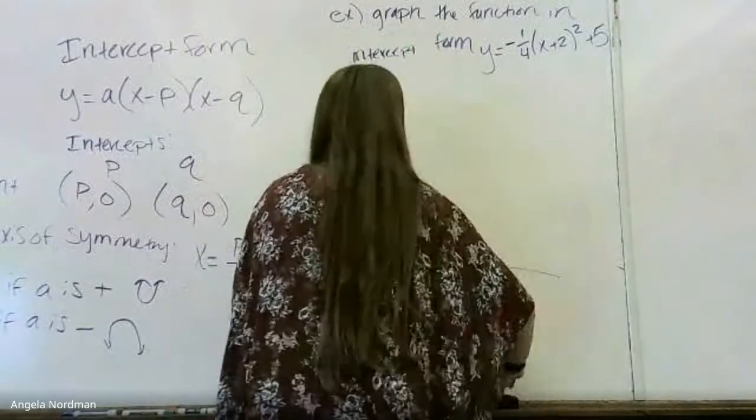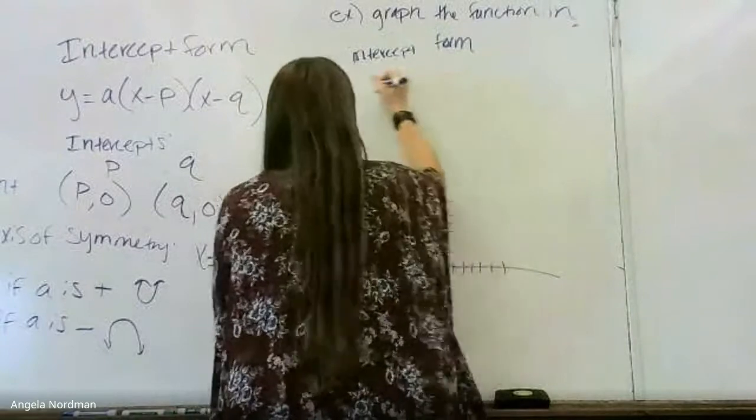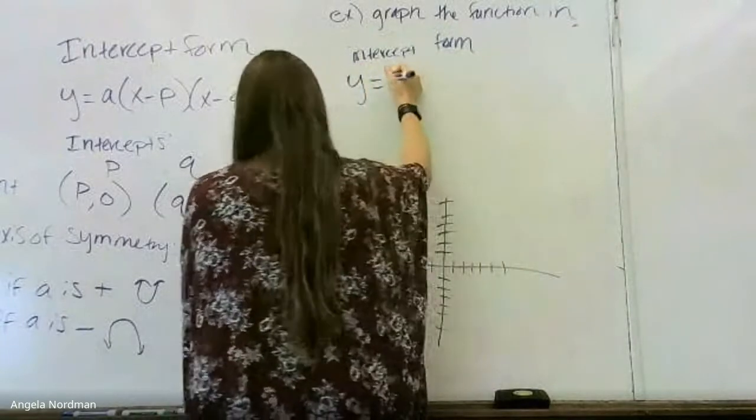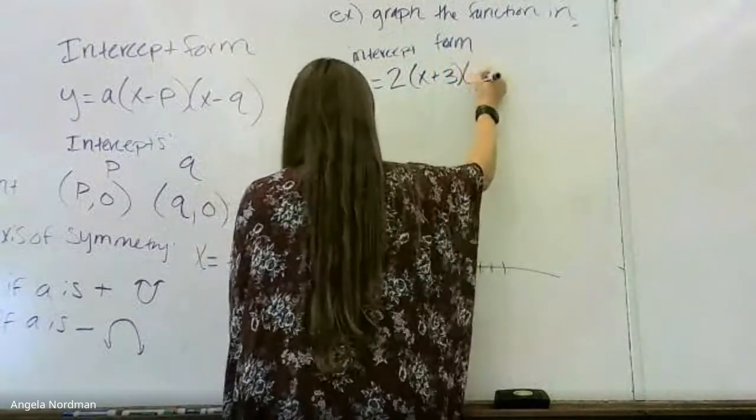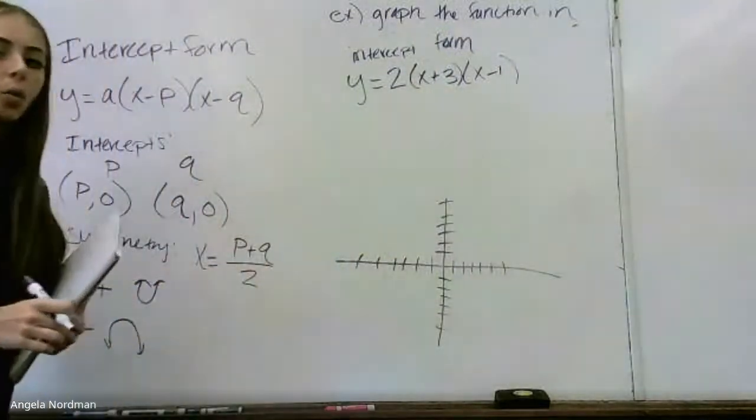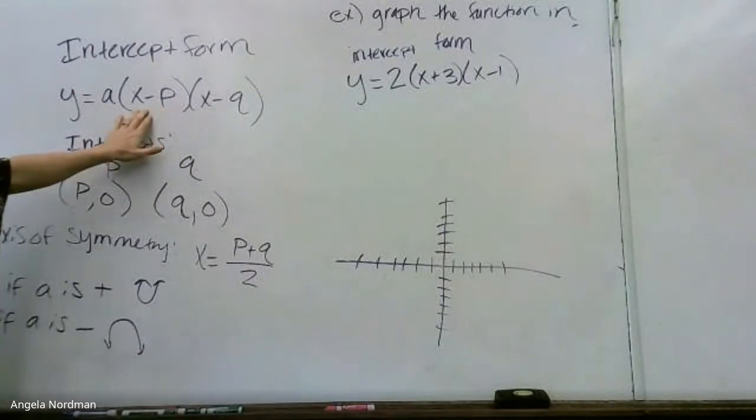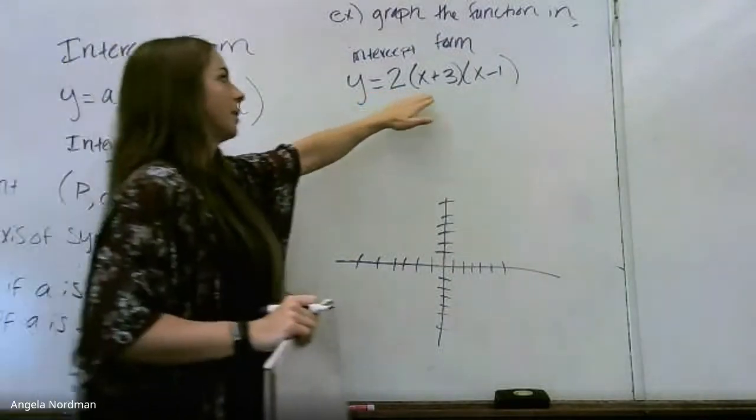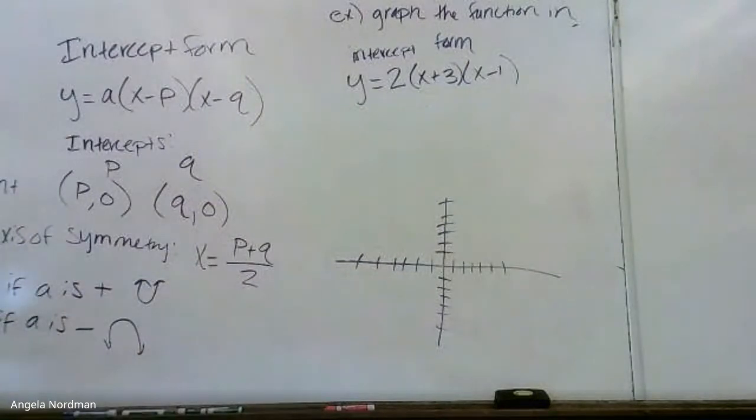And this is no longer my function. My function is actually y equals 2 times (x plus 3) times (x minus 1). One thing I want you to keep track of is this time we're both in negatives. Okay, both in negatives. So keep that in mind when we're over here trying to identify our p's and our q's.